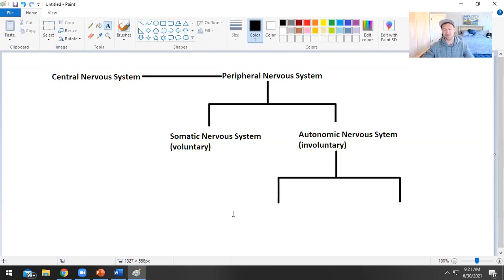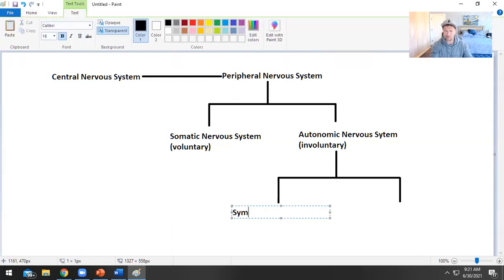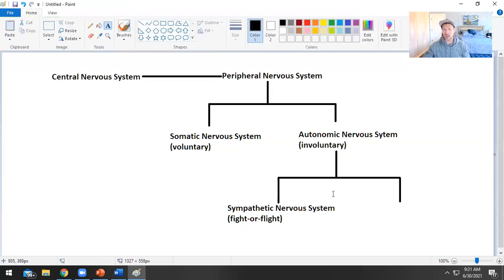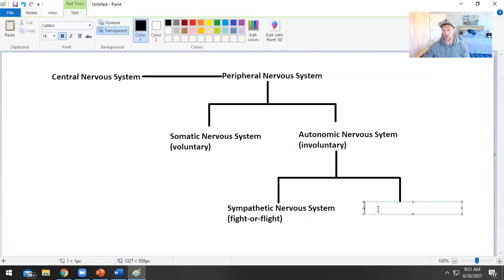Your sympathetic system is your fight or flight system. Right, and that's the fight or flight. When your body is freaking out about something, that's your sympathetic nervous system. That's like when you're panicking about something. We were talking about panic attacks yesterday. That is your sympathetic nervous system functioning, right?